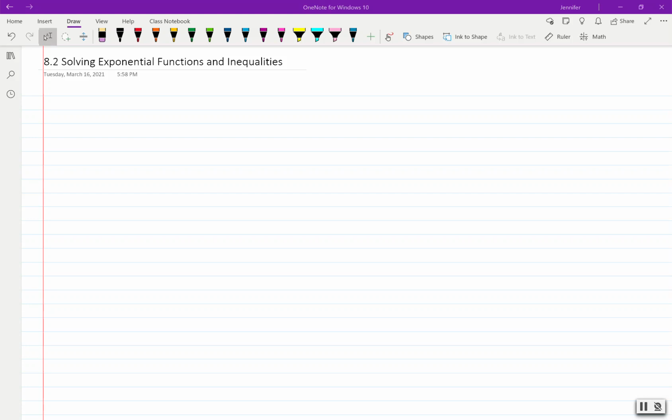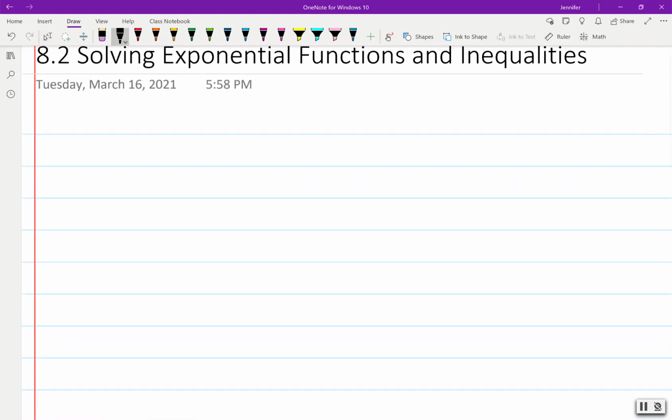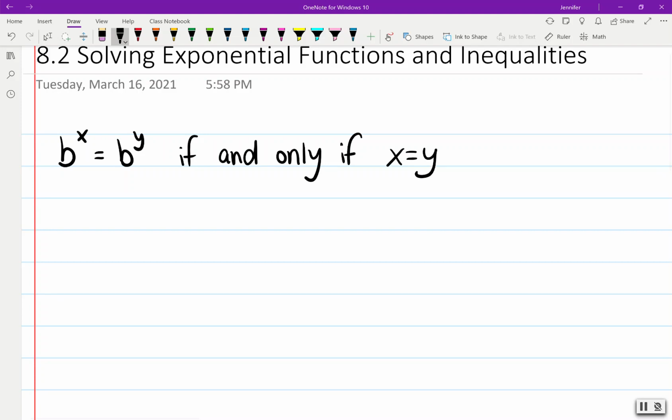Alright, welcome to 8.2 Notes, Solving Exponential Functions and Inequalities. We are going to start off with a statement. B to the x is equal to b to the y if and only if x is equal to y, where b is greater than 0 and b cannot equal 1.